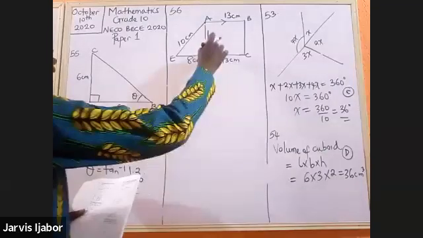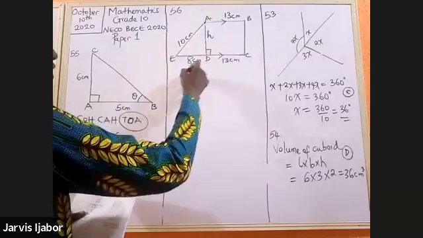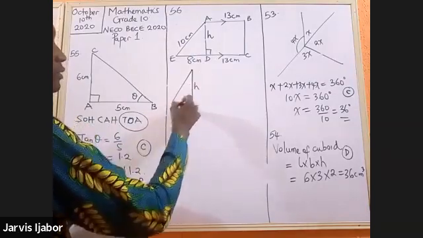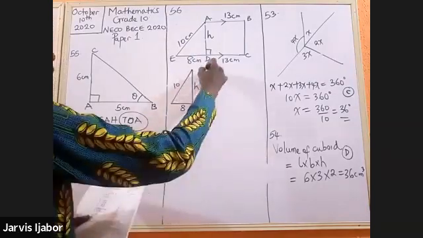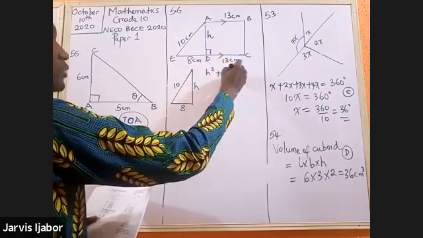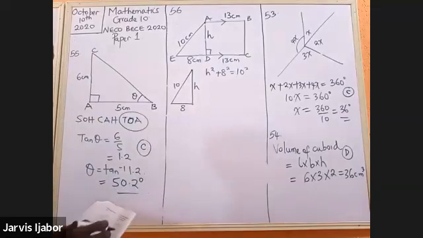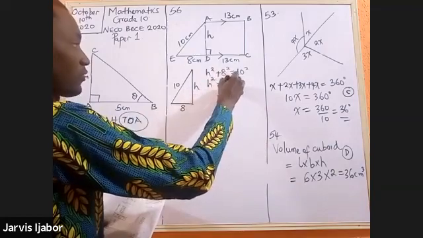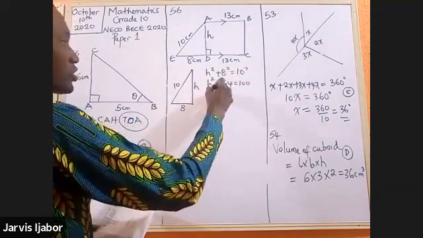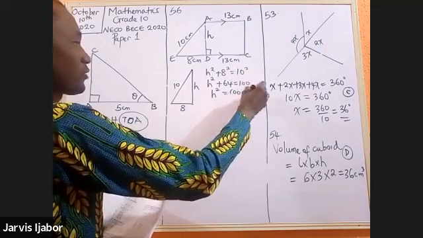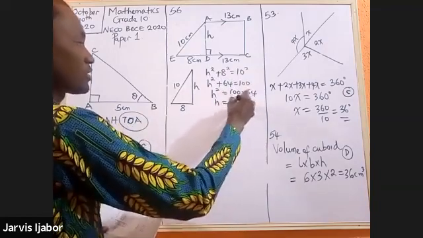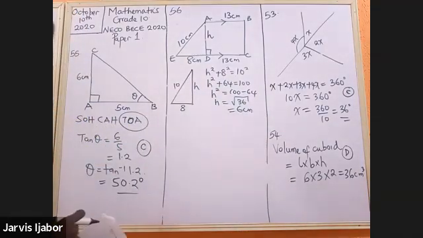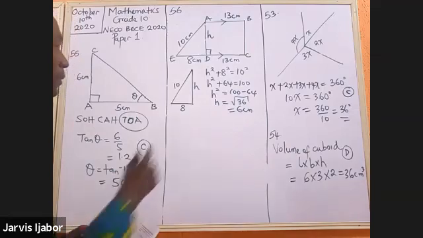So how do we get the height? Pythagoras theorem. So I'm going to isolate this triangle, and I'm going to say that h squared plus 8 squared is equal to 10 squared, because without getting the height, I can't solve this problem. h squared plus 64 is equal to 100, and h squared will be equal to 100 minus 64, meaning that h is equal to the square root of 36, and that will be 6 cm. So the height is 6 cm.